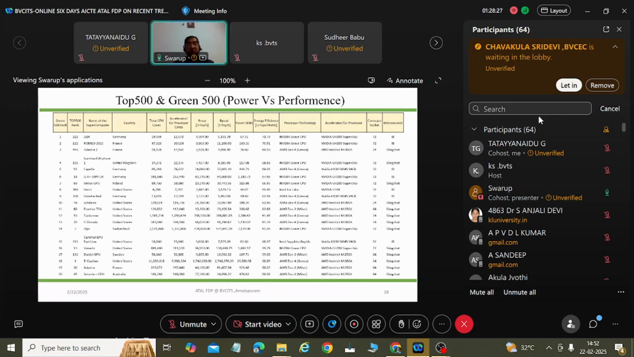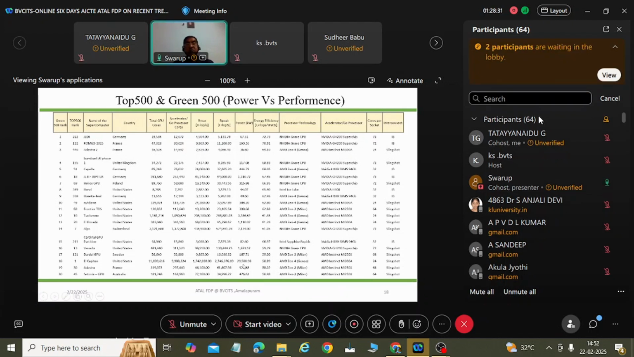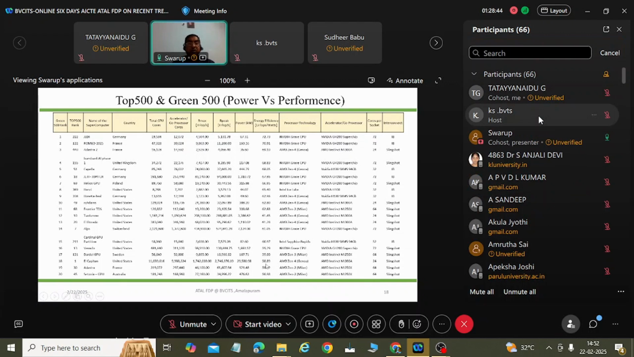The power in kW is very high, while the performance is only 58.8. That is the gigaflops per watt. Per watt it is able to give me 58.8 gigaflops for each watt. That is the performance of the system. That is why it is ranked 18 on the Green500.